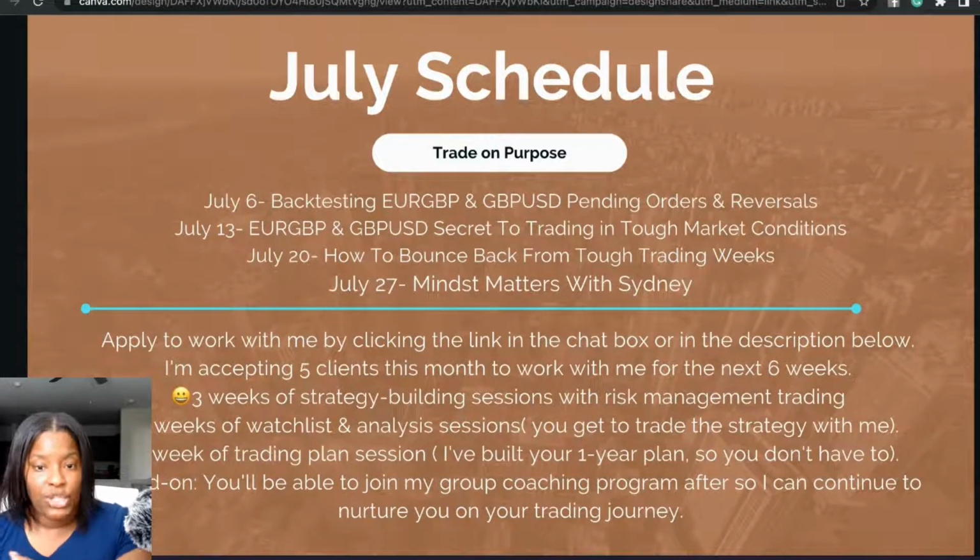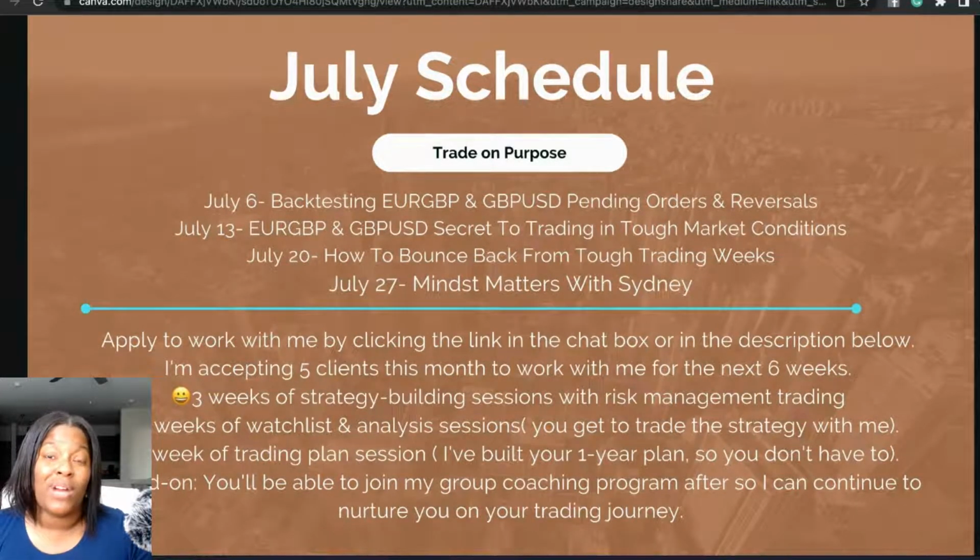So July 6th, which is tomorrow, we're going to be back testing pending orders and reversals. If you don't know what a pending order is, it's just an automatic trade, or you're setting up an automatic trade so you don't have to trade yourself, right? And the reversal is basically when trend changes. So we're getting to that point where price is about to change this trend. And I'm showing them how to trade reversals on different time frames. So that's going to be interesting.